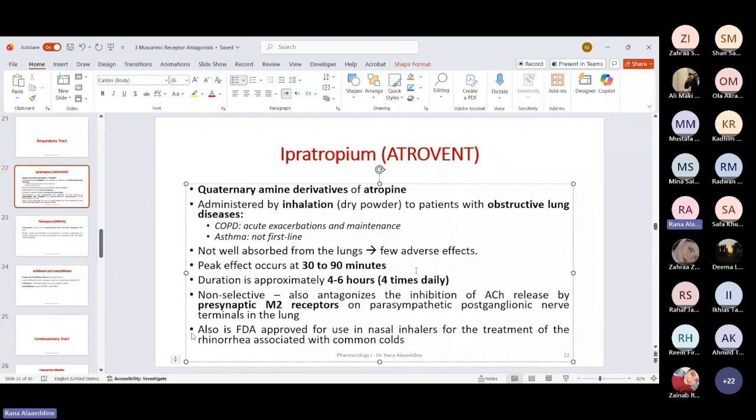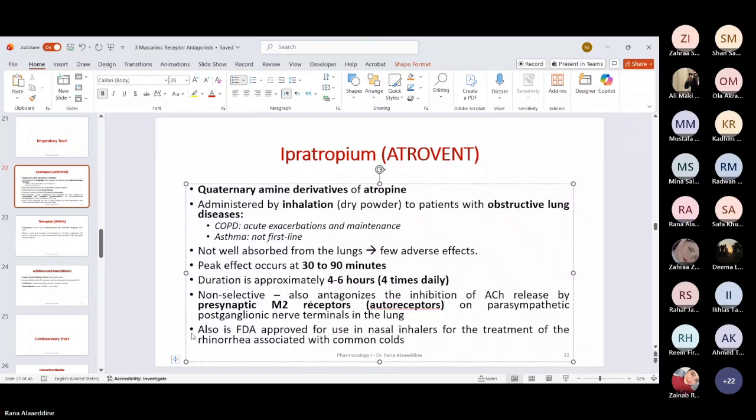Is this specific to one muscarinic receptor? No. It can block all of them, non-selective, which is not good if we're talking about M2 receptors. Why? M2 receptors are present as autoreceptors. Let me write this down. So those are the autoreceptors, which is not good. This effect is not good. Why? Because it's opposite to what we want. If we block the autoreceptors with ipratropium, more acetylcholine usually will go out. And this is not what we want in this case.